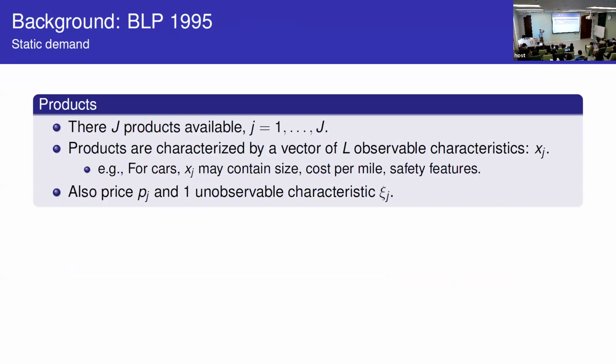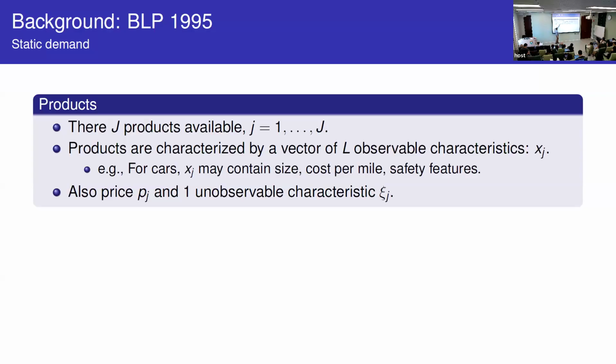Okay, so a little background, BLP 1995. We're going to start with some products. There are going to be J products available. The products are characterized by a finite set of characteristics, X's, that we observe in the data. Like if these were cars, we might think of size, cost per mile, which I would always put as miles per gallon, but now we're often focused on cars that don't use gas. Safety features. They use data from 1995, so they have a dummy for whether the car has air conditioning or not, which probably isn't very relevant anymore, but at the time was a very interesting characteristic of the car.